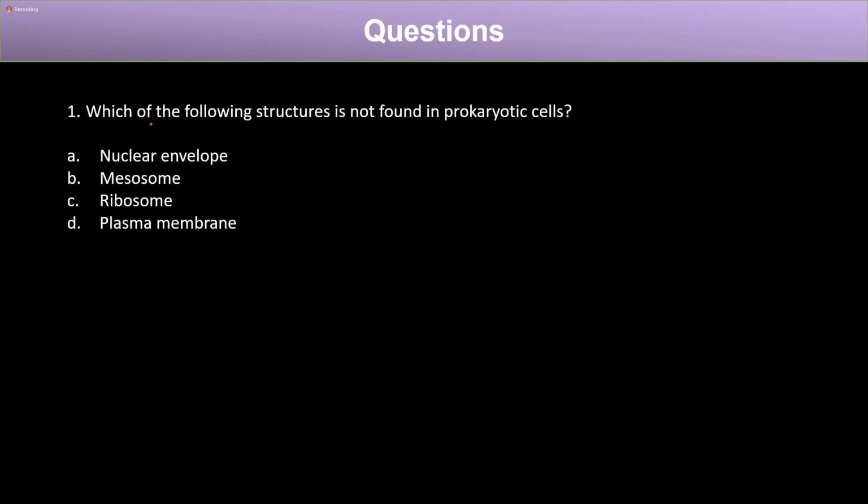So the first question is, which of the following structures is not found in prokaryotic cells? So we have drawn the structure of a prokaryotic cell. Among this, which structure is not present? Nuclear envelope, mesosome, ribosome, plasma membrane. So the correct answer will be nuclear envelope, because prokaryotic cells do not contain a membrane bound nucleus, right? So the nuclear envelope is absent in prokaryotic cells.